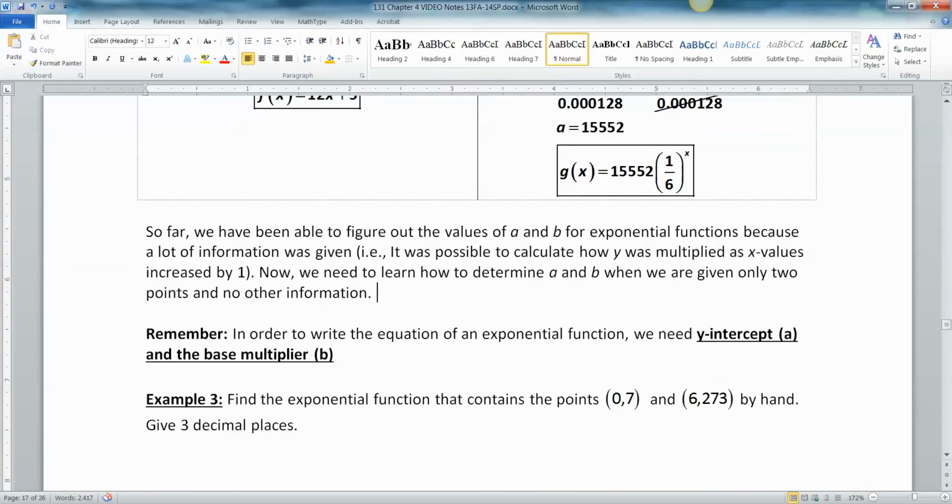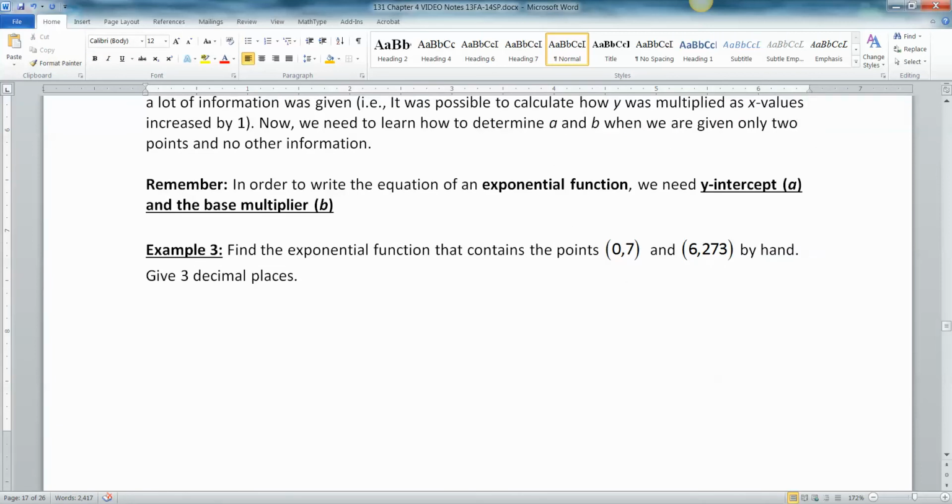But what if we weren't able to? What if we need to determine a and b, and we were only given 2 points and no other information? No table of points, no graph to work from, all that stuff. Well, remember, to write an exponential function, we still need two things. We need the y-intercept, which will be our a value, and we need the base multiplier, which will be our b value.